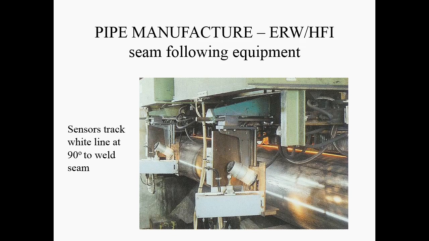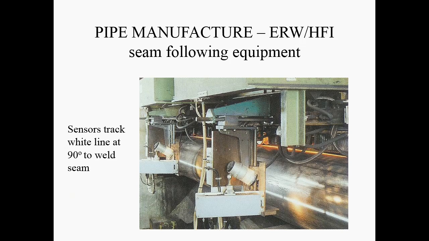If you went into a modern pipe mill, you might see something a little bit more advanced looking than this. But automation in this process is very important. This is an early automation system. There's a white line down the side of the pipe, which is at 90 degrees to the weld. And that white line might move around a little bit. The weld might move around a little bit because you've got different residual stresses in the pipe, slightly different alignments for different sets of coils, whatever.